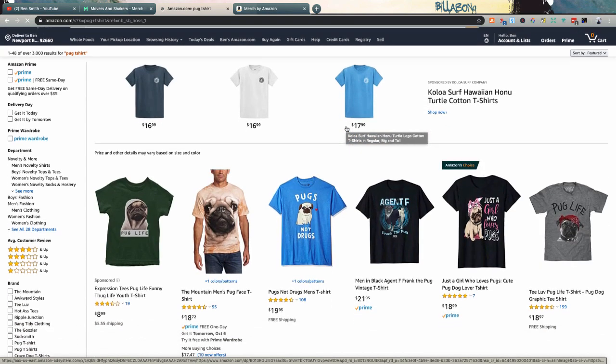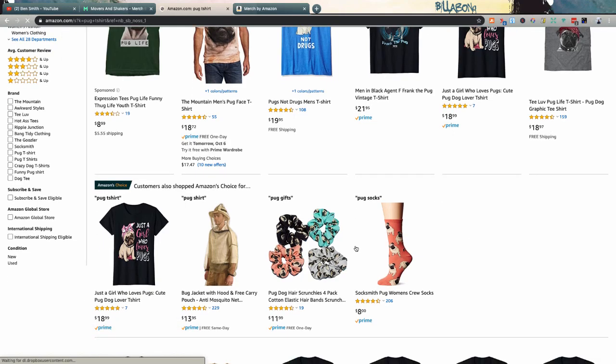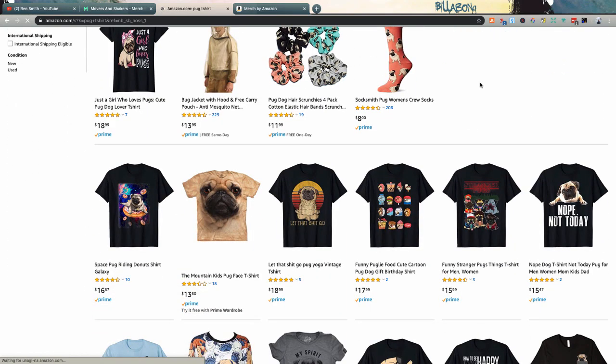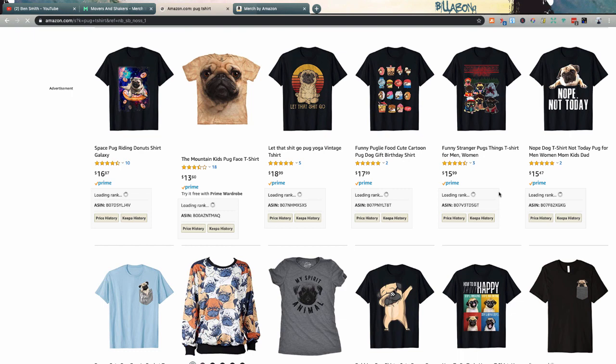So if I type in pug t-shirt, we're going to see there's a bunch of evergreen ones here. Pugs, not drugs, evergreen shirt, pug life, evergreen. A lot of these ones are going to be selling throughout the year. But what we're going to look for is something that is combining both this evergreen niche and this evergreen idea with a trend. So let's scroll down and we'll see if we can find anything.